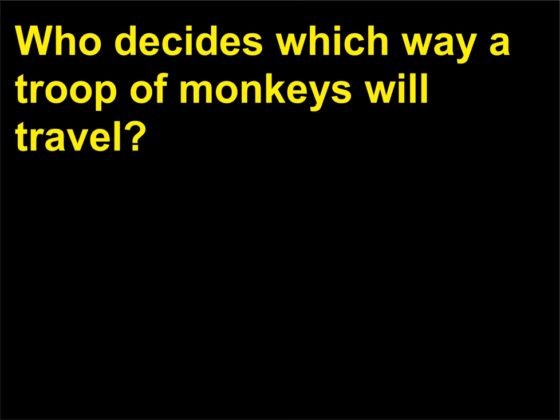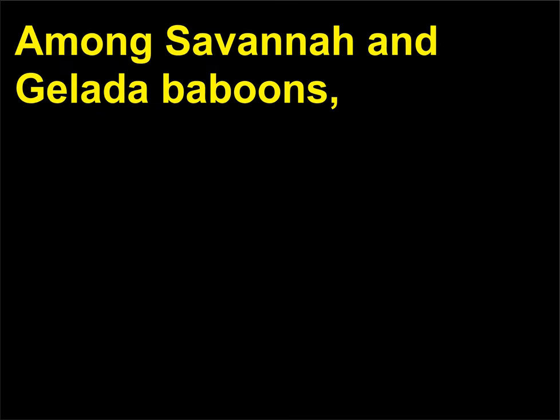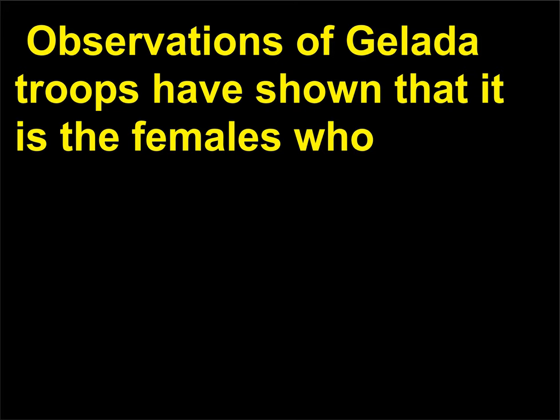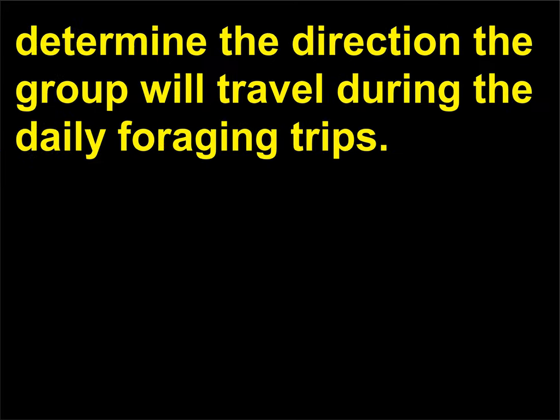Who decides which way a troop of monkeys will travel? Among savanna and gelada baboons, females form the stable social structure of the troops while males transfer between troops. Observations of gelada troops have shown that it is the females who determine the direction the group will travel during the daily foraging trips.